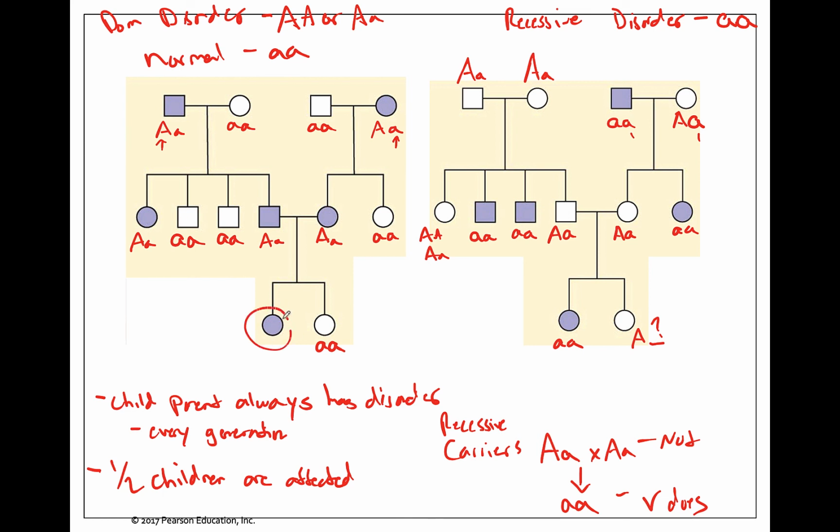This individual we actually can't decide without more information because they could get big A from both parents, or they could have gotten a big A and a little a from either parent. So this one is big A, big A, or big A, little a. We wouldn't be able to figure this one out without more information.